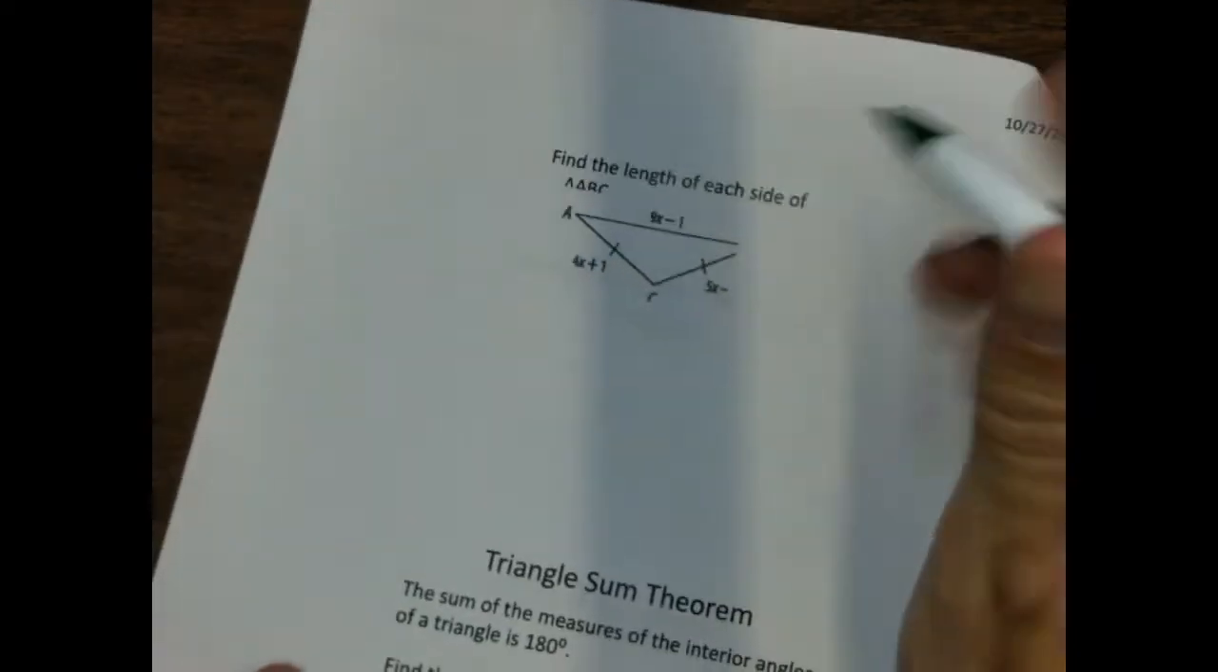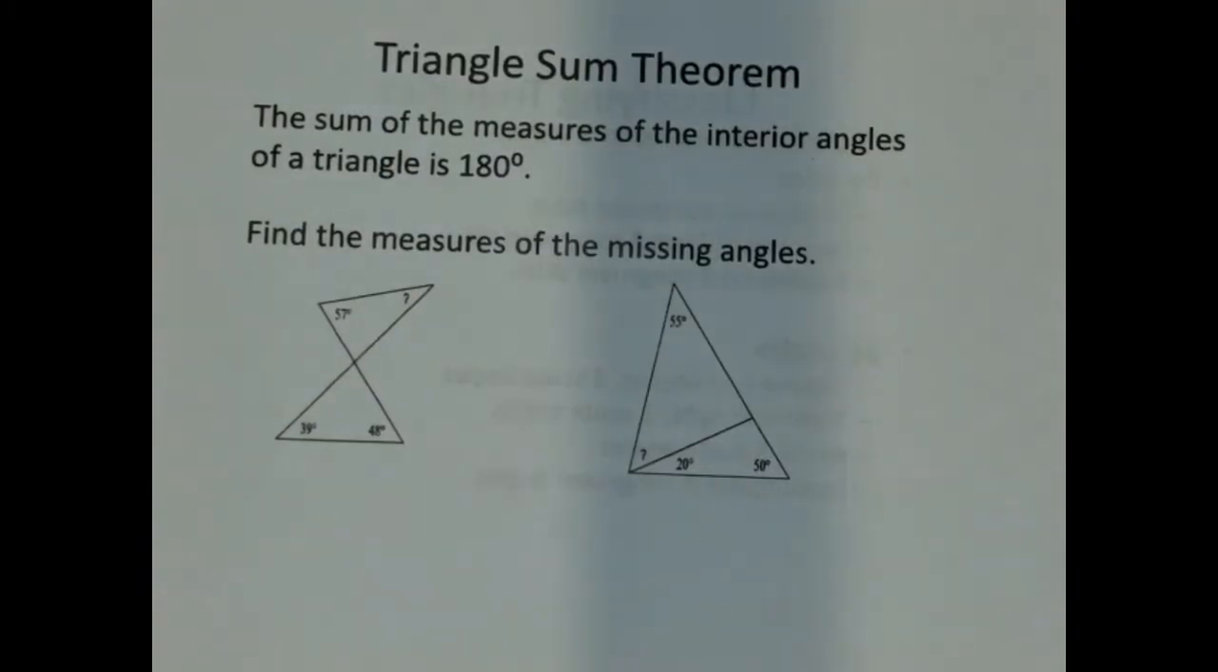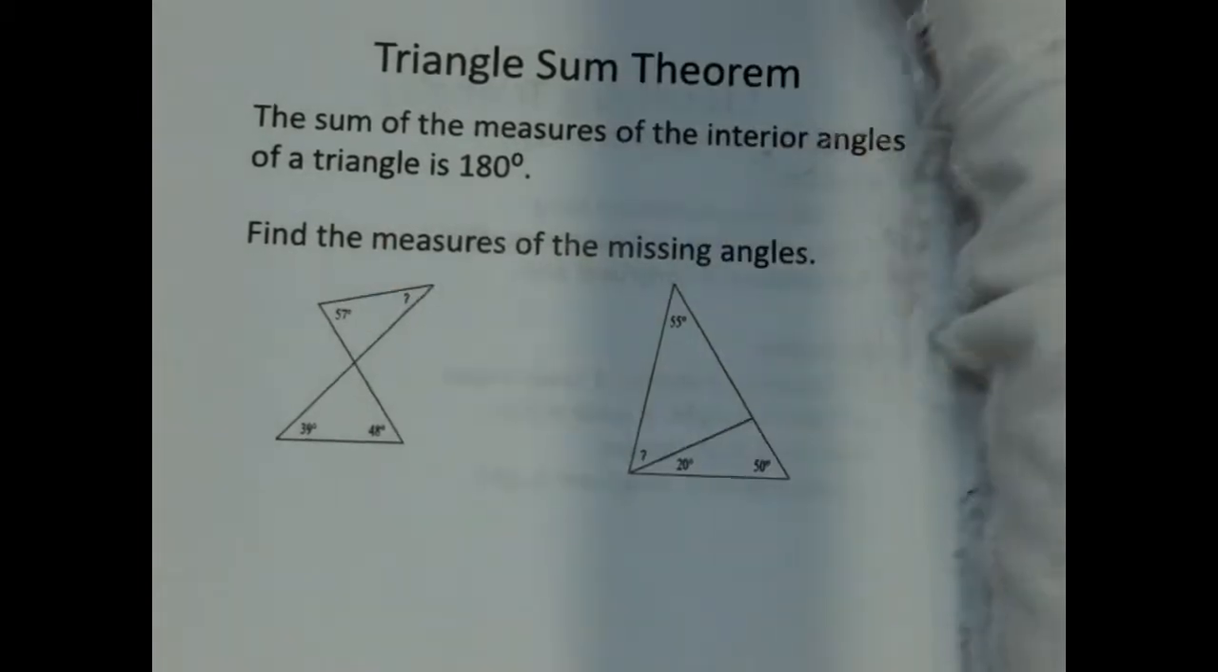In your notes, you can go ahead and get rid of that example. It's not very good. Okay, so we're going to talk a little bit about the triangle sum theorem. Triangle sum theorem tells us that the interior angles of a triangle will always add up to 180 degrees. And that's pretty straightforward, and we're going to use that to solve some interesting problems like we have here.